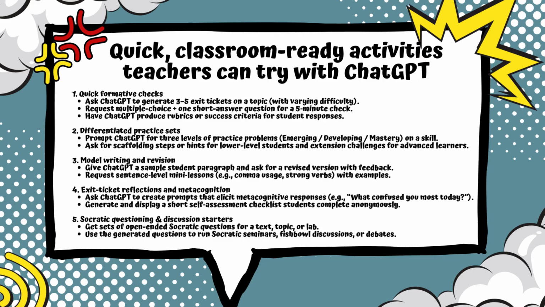Model writing and revision. So you can request sentence level mini lessons, for example, comma usage, strong verbs, with some examples. Number 4, exit ticket reflections and metacognition. So you can ask ChatGPT to create prompts that elicit metacognitive responses like, what confused you most today? And then finally, Socratic questioning and discussion starters. So you can use the generated questions to run Socratic seminars, fishbowl discussions, or even debates.